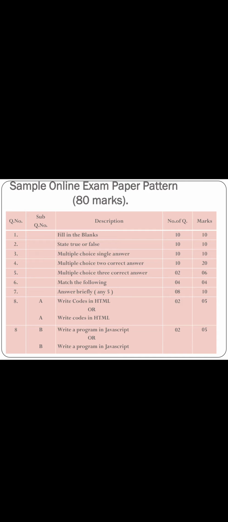Now here are some changes made by the board, as this is your first batch which will be dealing with the changed syllabus and paper pattern. So here you can see question 8 has an A part which has 2 questions and a B part which again has 2 questions. Now in 8A there will be 2 questions of HTML, which means from these 2 questions you have to select any one based on HTML and solve it, and each question will have 5 marks.